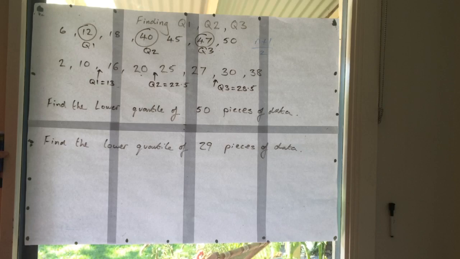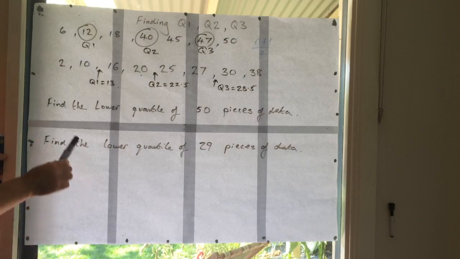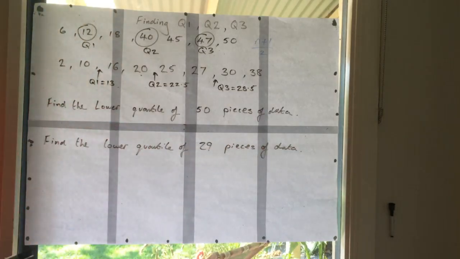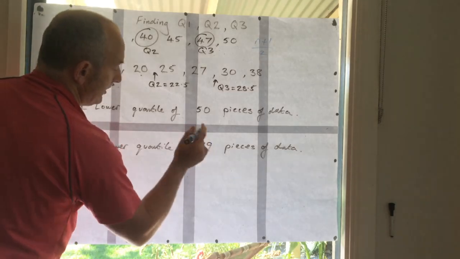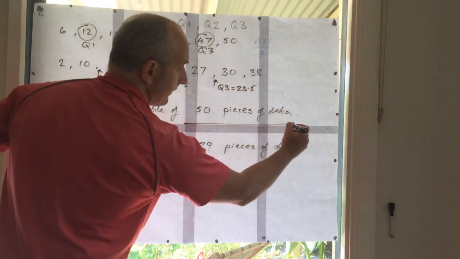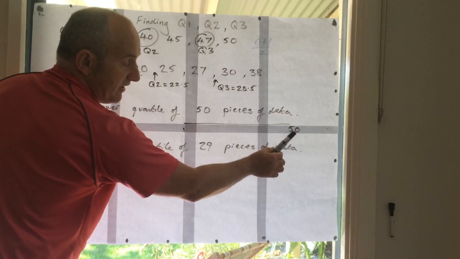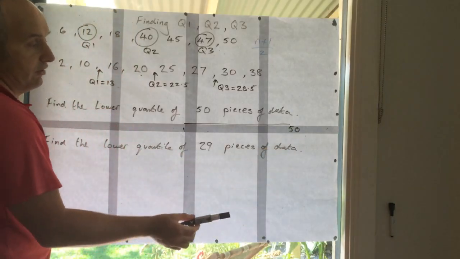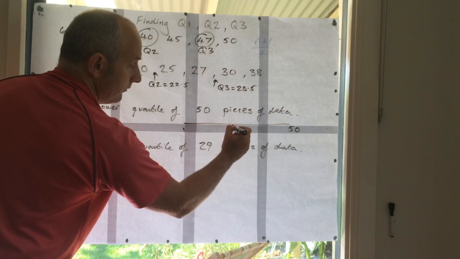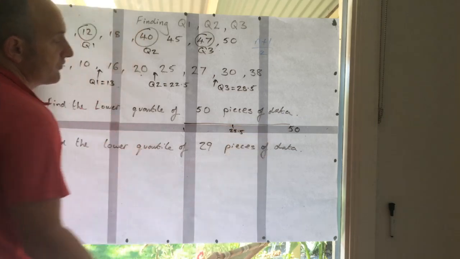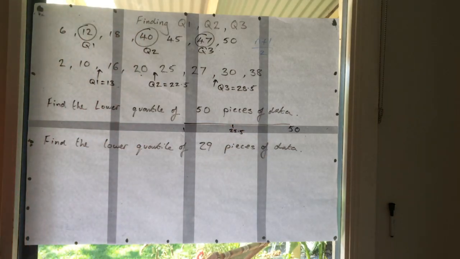The next question, which causes a few people some problems, is this question here. Find the lower quartile of 50 pieces of data. So what I try and imagine is a number line. I'm going to find the median piece of data. So I do the number of pieces of data plus 1 divided by 2. What's 51 divided by 2? 25.5. So I'm going to look for the number which is between the 25th bit of data and the 26th bit of data.